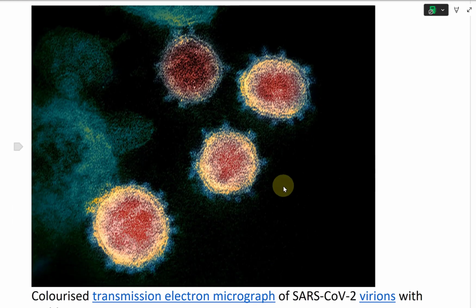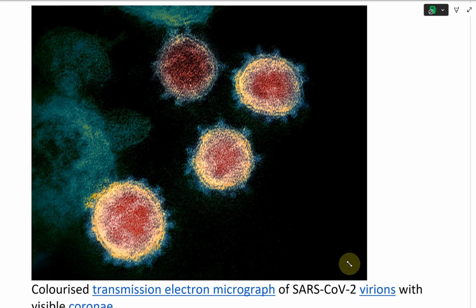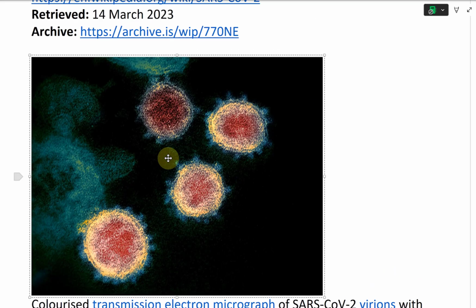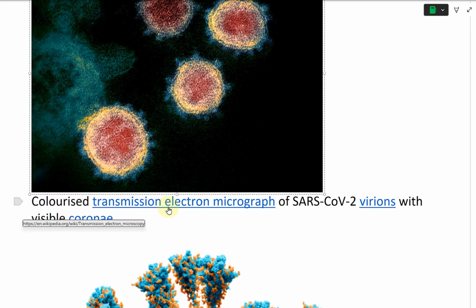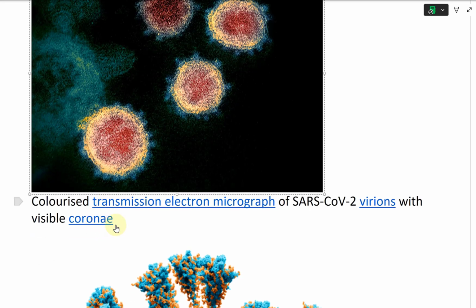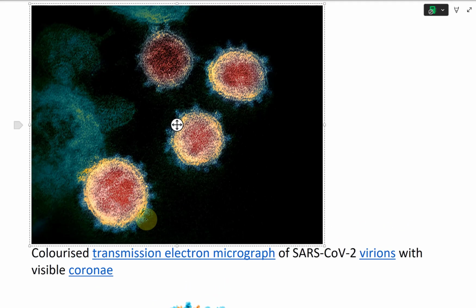And here are some electron images of it. Make this a bit smaller. So there are some colorized electron microscope images of this. Colorized transmission electron micrograph of SARS-CoV-2 or CoV-2 virions, or just virus particles, with visible coronae. So these are these supposed solar corona on the edges there. And yeah, just on these around it like that and so on.